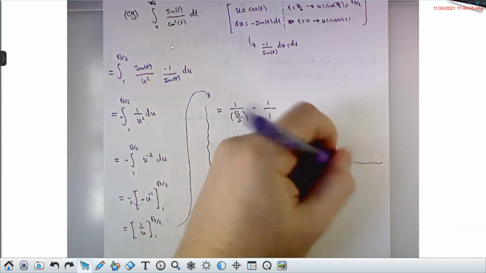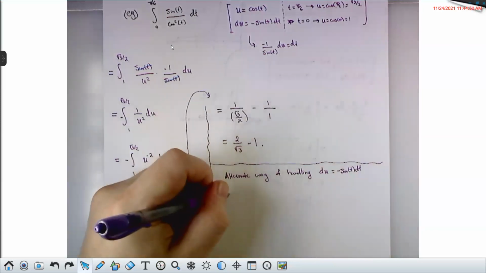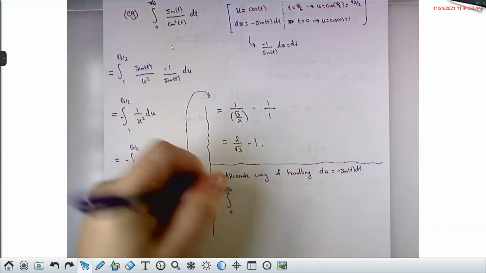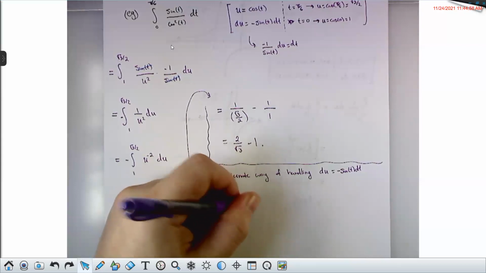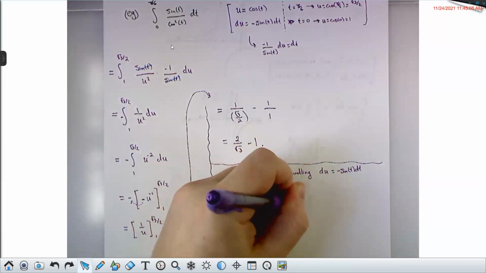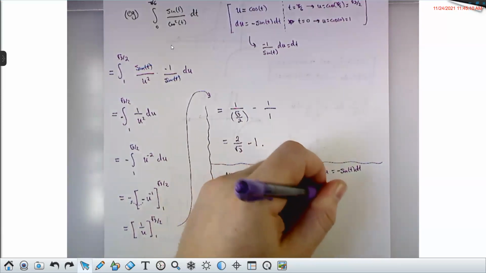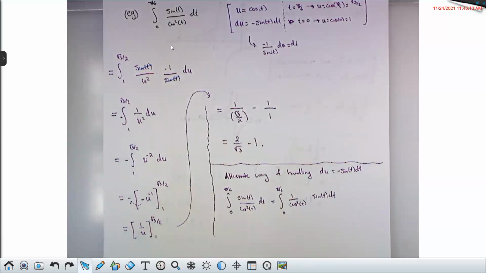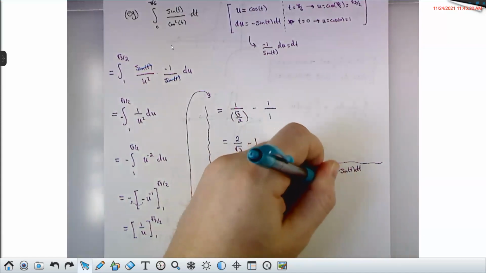The fact that here du was negative sine of t dt. So your original integral from 0 to pi over 6 of sine t over cos squared t dt can be rewritten as the integral from 0 to pi over 6 of 1 over cos squared t times sine t dt. And what you would notice at this stage is that this piece is negative du.